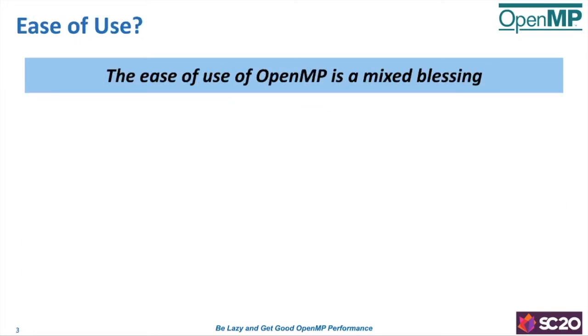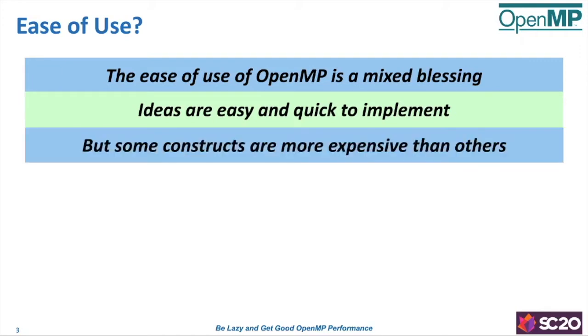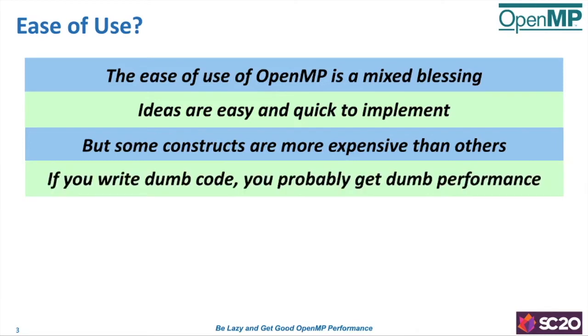The ease of use of OpenMP is a mixed blessing. It's great, things just work as you would expect them. Ideas are easy and quick to implement, and it gets you going very quickly. But some constructs are more expensive than others, and you may not know that, but you have to know. You have to know what is the right sort of tool that I can use to solve my parallel computing problem. And if you pick the wrong one, then performance may suffer. So again, that's what I'm going to talk about in this presentation.